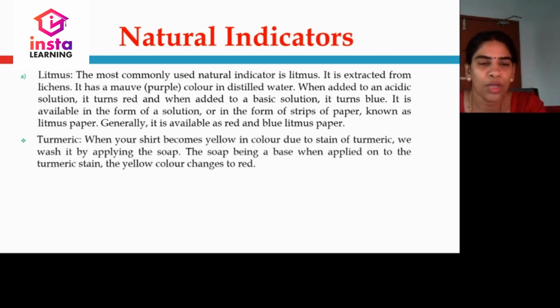The next natural indicator is turmeric. You must have seen a shirt become yellow in color due to a drop of curry. The stain of the turmeric will be on your shirt, turning it yellow. Now, when you apply soap, which is a base, on the turmeric stain, the yellow color changes to red. This shows it is an indicator, showing you the change in color.